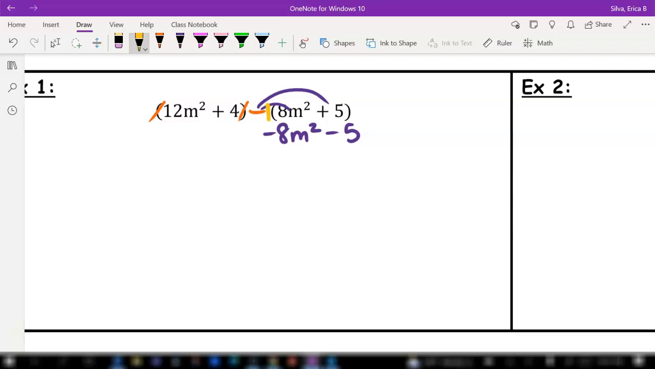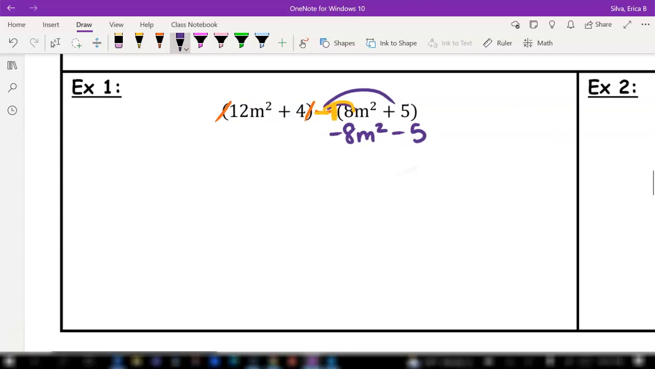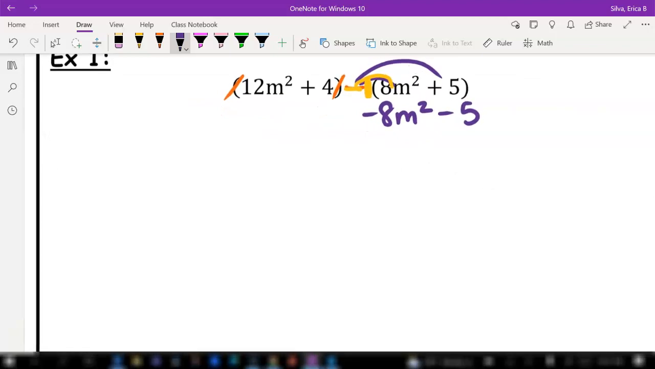This is equivalent to multiplying by negative 1. So if there's no number in front, there's a minus. That means we're multiplying by negative 1. And negative 1 times 8 is negative 8m squared. Negative 1 times 5 is negative 5. So when we combine like terms like we did in the previous section, we use this new expression and we ignore the subtraction before it.